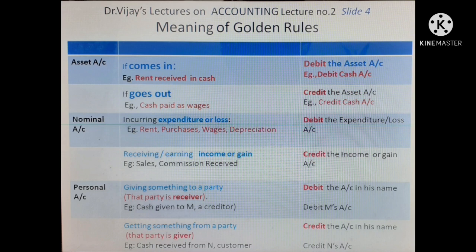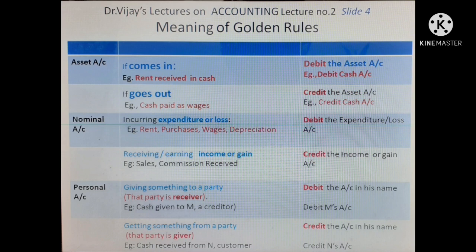So, on the whole, it is very simple to remember. Where you are considering an asset, if the asset comes in, debit the asset account. If the asset goes out, credit the asset account. While incurring an expenditure, debit the expenditure account. While earning an income, credit the income account. While you are giving something to a party, where a party is receiver, debit that party's account. Where a party is giver, credit that party's account.